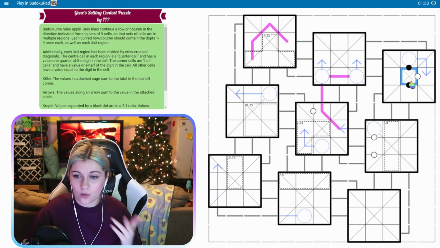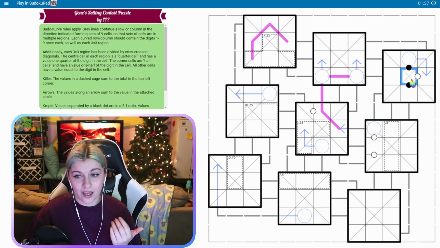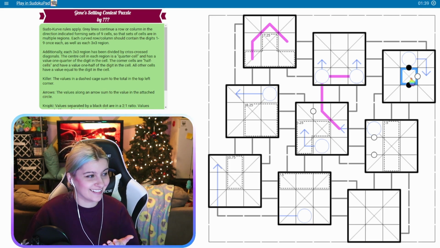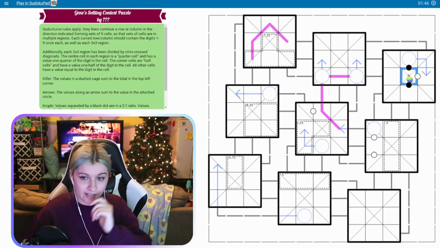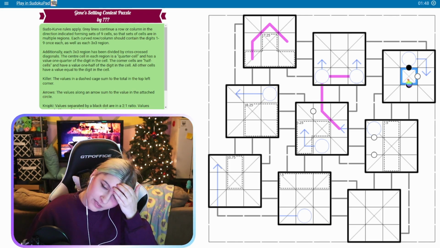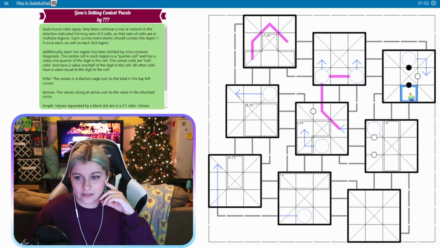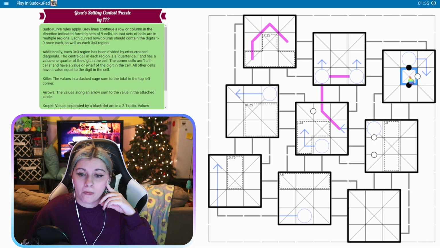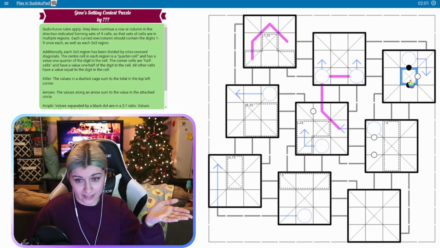A 2, a quarter of 2 is 0.5. But I can't have a quartered cell here or here. That's only in the middle. So I also don't want a 2 here. A quarter of 3 is going to be 0.75. And I don't want to even begin to think about what a 1 to 2 ratio with 0.75 would be. So let's not. A 4 here would be a value of 1. But I can't have a halved cell here. So I still don't even want to put a 4 here.